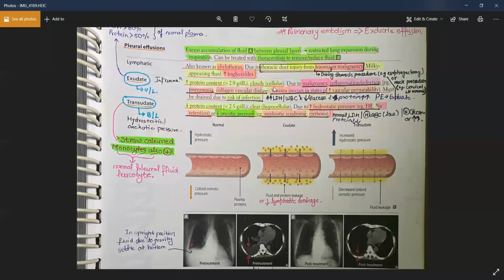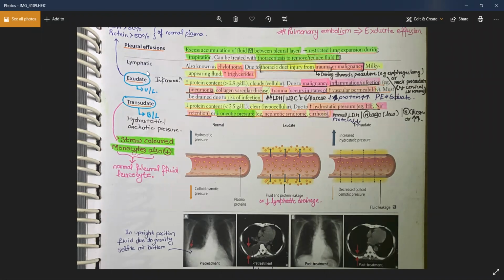And when you check the levels, you will have a very high protein count. You will have a very high LDH count. LDH is a marker of cellular destruction, remember? So the LDH count will be high, the protein count will be high, and glucose will be very much low. That is again an important thing. And that makes the fluid exudative type.